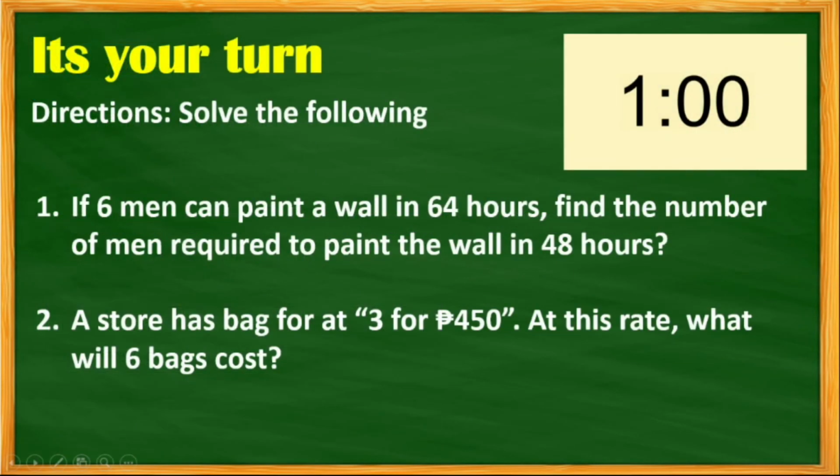Now, it's your turn, grade 5 pupils. The direction is you're going to solve the following. For number 1, 6 men can paint a wall in 64 hours. Find the number of men required to paint the wall in 48 hours. And then for number 2, a store sells 3 bags for 450 pesos. At this rate, what will 6 bags cost? You have 1 minute to solve this one. Grade 5 pupils, your timer starts now.